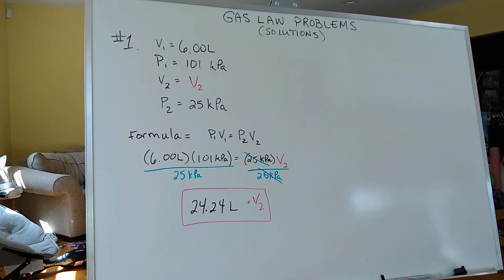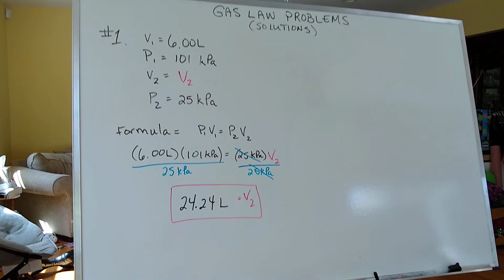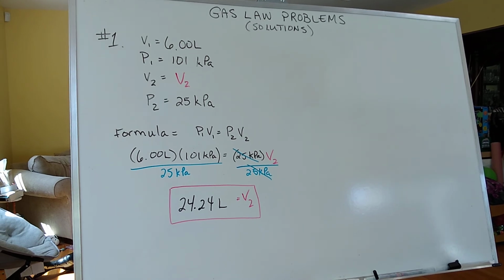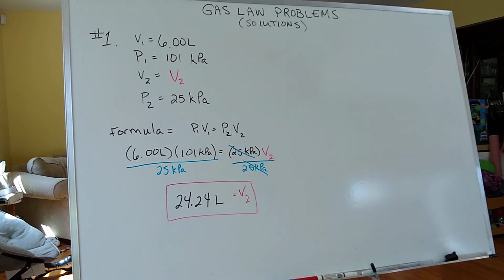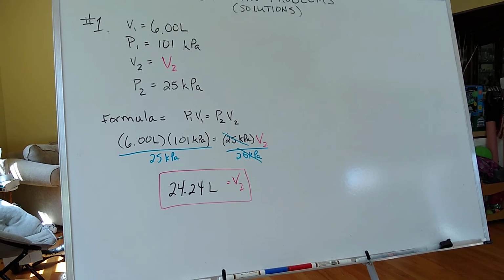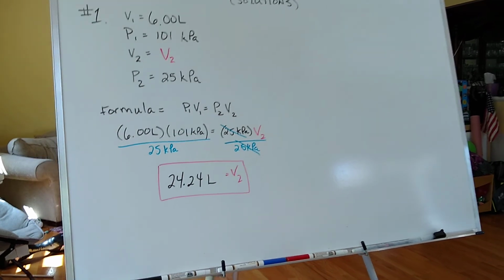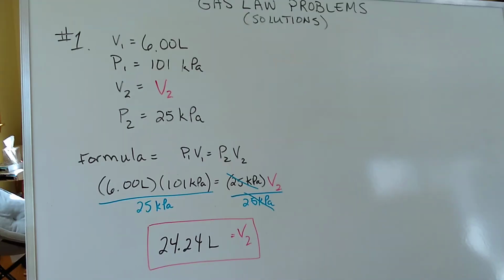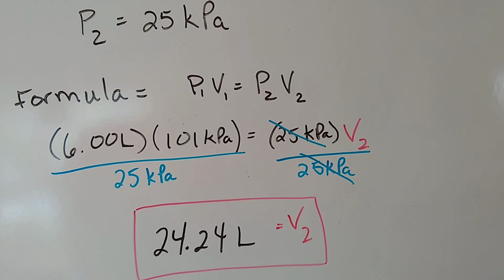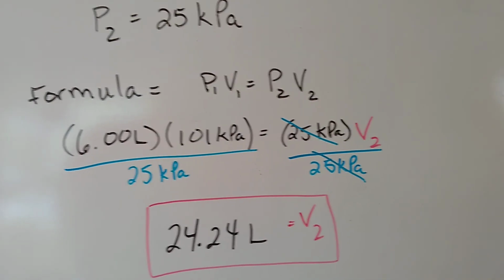So the question is, a given mass of air has a volume of 6 liters at a pressure of 101 kilopascals. If the pressure is reduced to 25 kilopascals, what will be the new volume? So the formula you want to use is P1 times V1 equals P2 times V2.